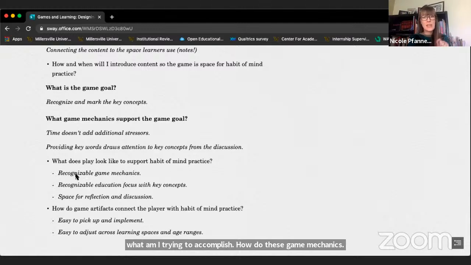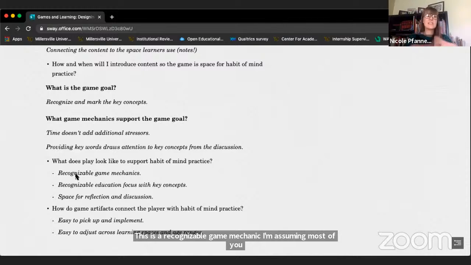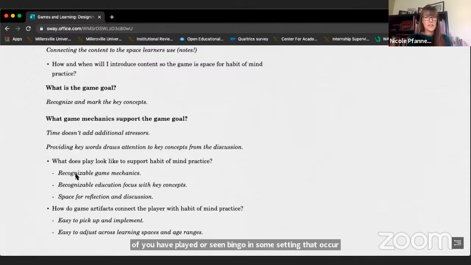This is a recognizable game mechanic. I'm assuming most of you have played or seen bingo in some setting. It occurs in a lot of movies. It occurs in a lot of TV shows. So whether you've actively, purposely engaged in a bingo game or not, you know the basics of it.